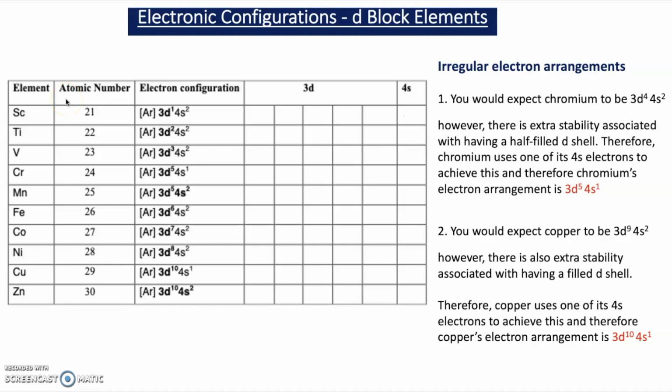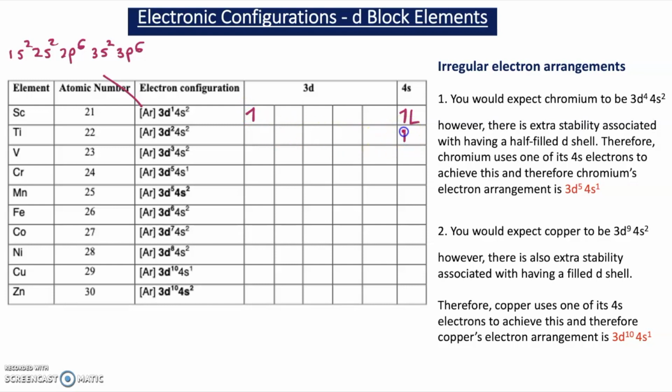So now we're going to look at the electron arrangements or configurations of d block elements. Now the d block elements are the elements between groups 2 and 3 in the periodic table, and we're going to look at scandium to zinc. Now Ar stands for the electronic arrangement of argon, which is 1s2, 2s2, 2p6, 3s2, 3p6. So scandium has 3 more electrons than I need to put into orbitals. So the 4s fills first and then the 3d.